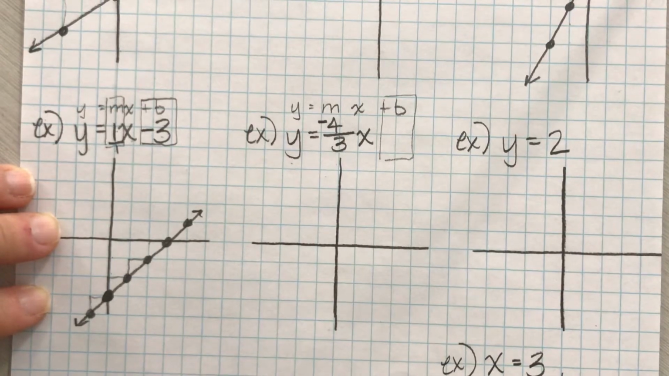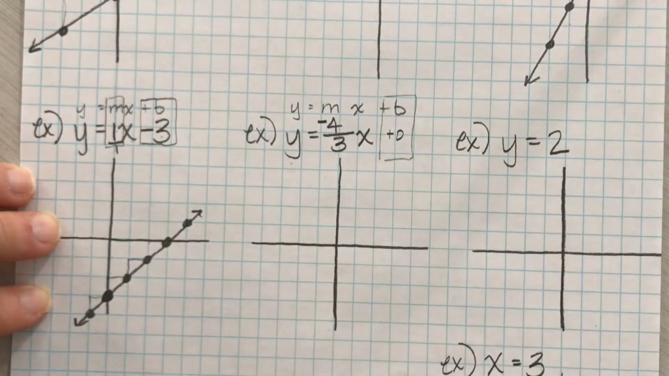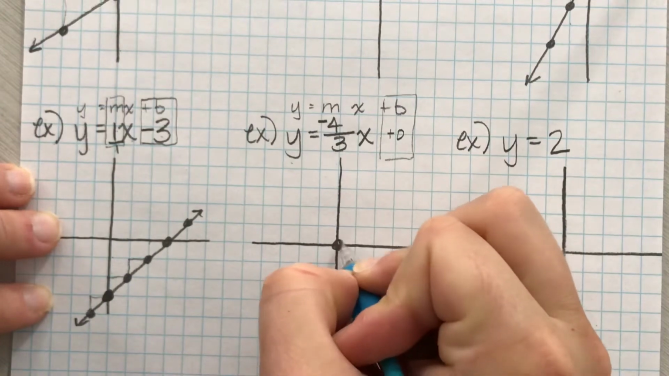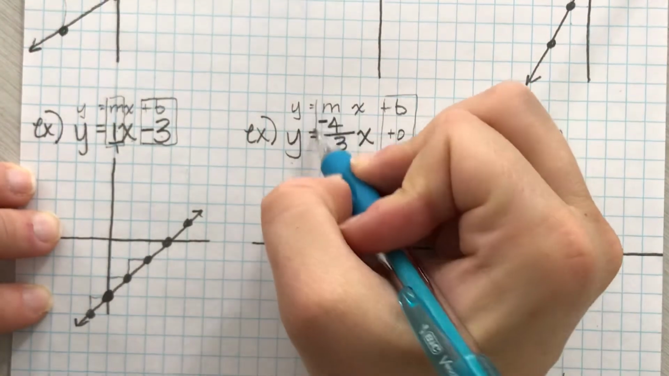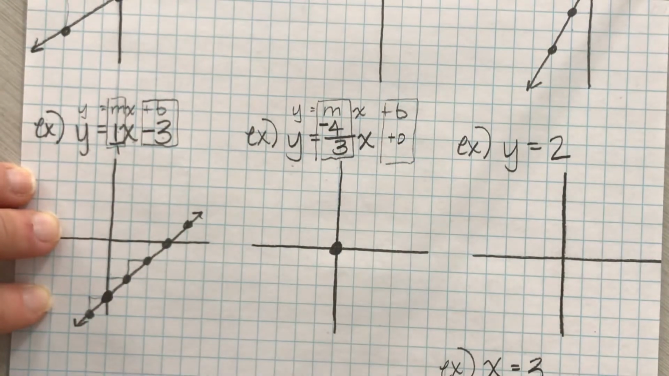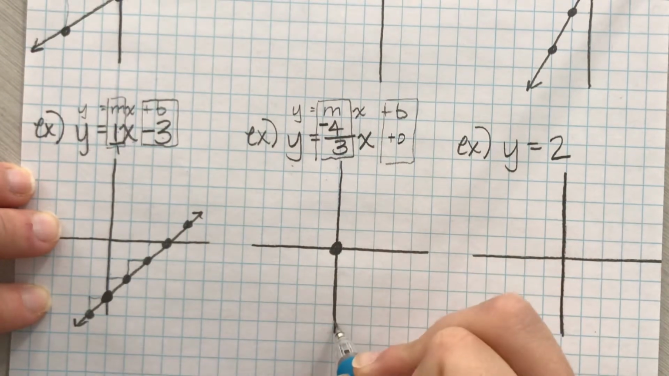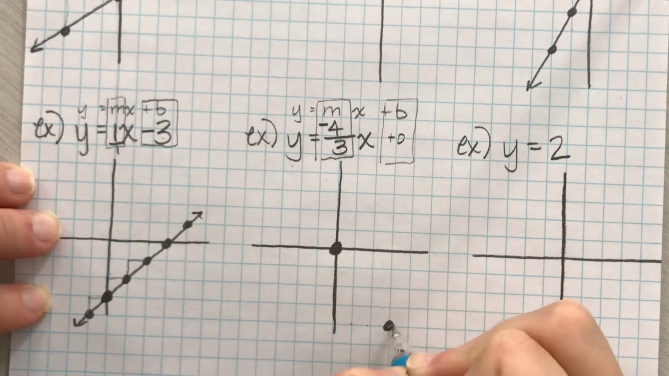So if there's no b, you can always add +0 onto a problem, right? That doesn't change anything to just put +0 on there. So that means I'm going to actually begin on the 0 for my y-axis. Now I'm going to move according to my slope. So I'm going to move a rise of -4, and I'm going to run forward 3.